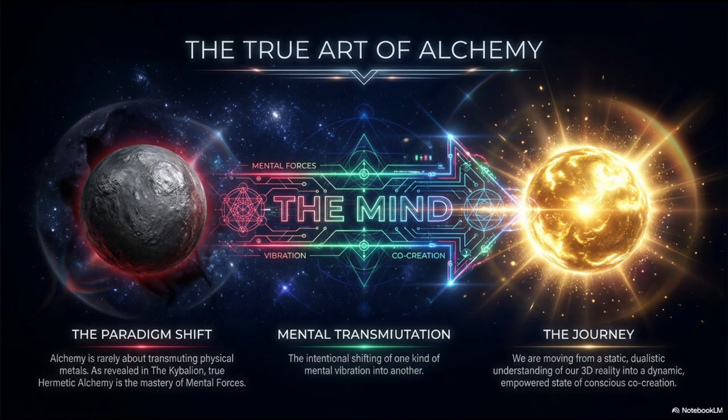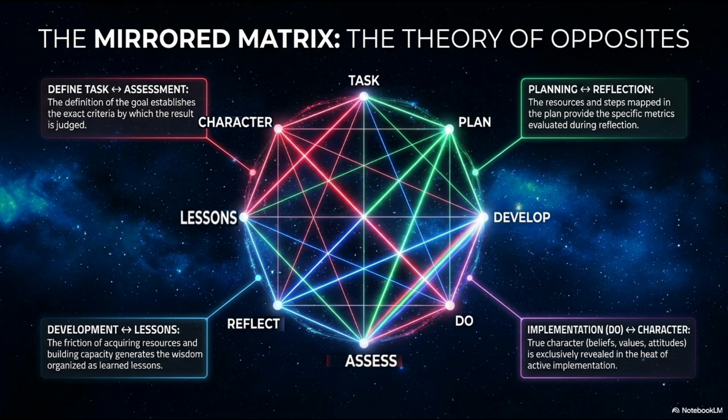Okay, let's unpack that. The source material introduces this concept called the theory of opposites. Yeah, within the diamond process model. Right. And the foundational idea is that one facet of any action you take inherently provides the exact criteria for its opposite. So let's think about a basic project at your job, or honestly, even just painting your living room. The moment you define a task, say you decide you want to paint the walls a specific shade of blue without getting any on the ceiling.